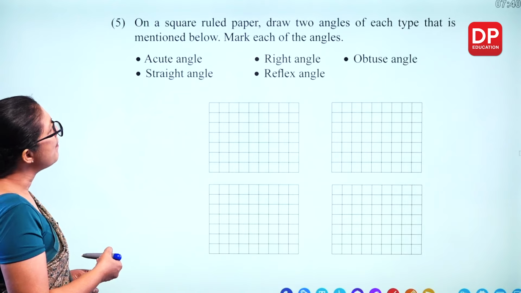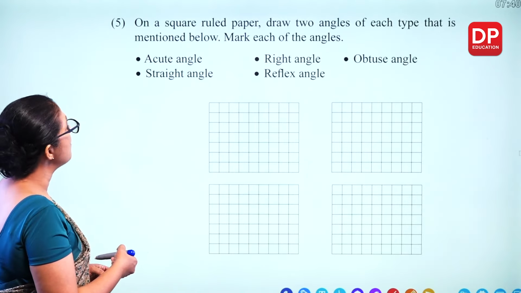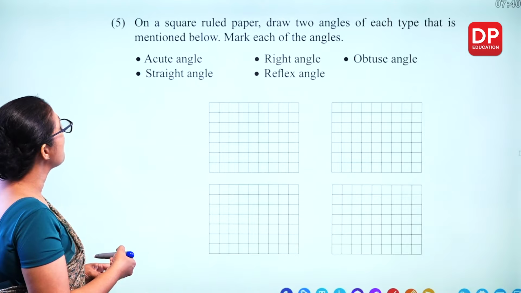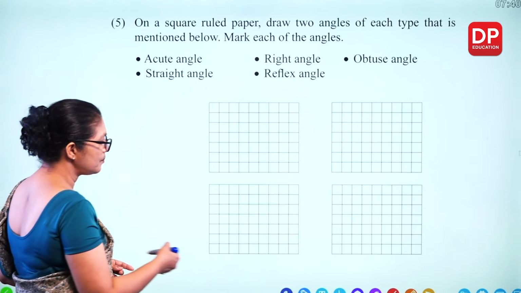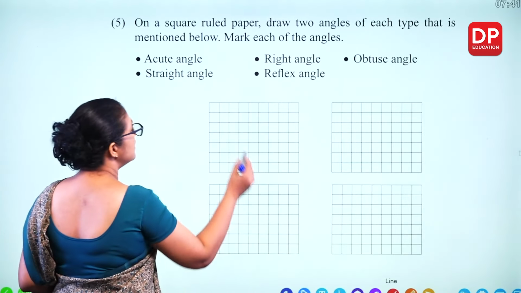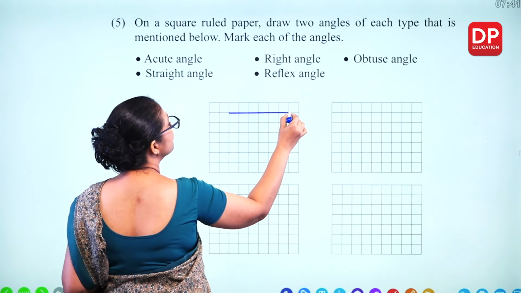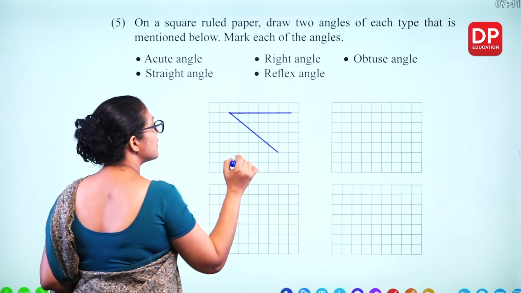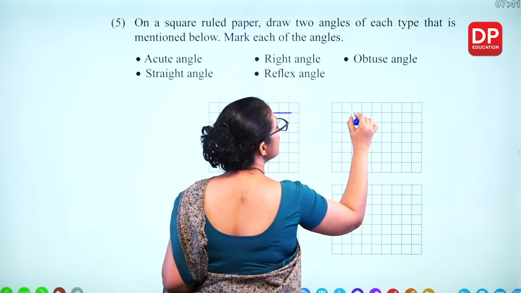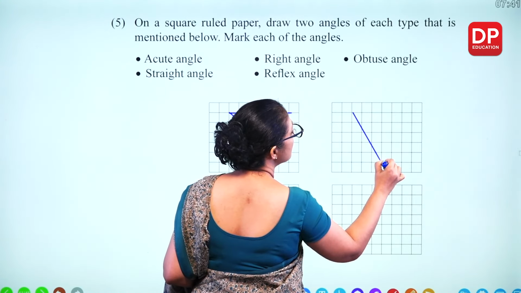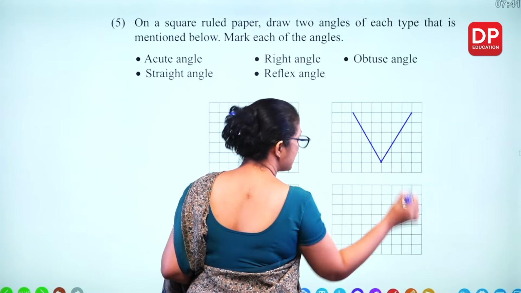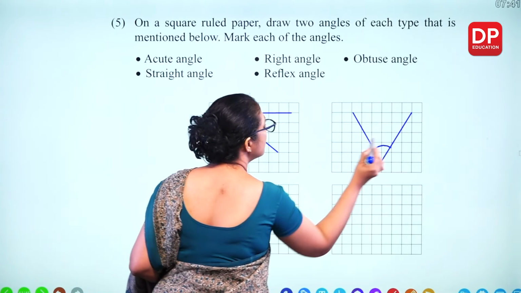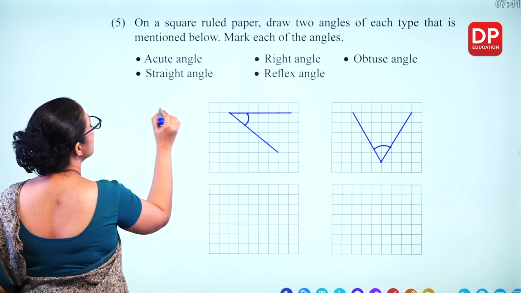On a square ruled paper, draw two angles of each type that is mentioned below. Mark each of the angles. Acute. So take your ruler and you can draw. This is smaller than 90. And I'll draw another one, smaller than 90, and mark the angle. So this is an acute angle.